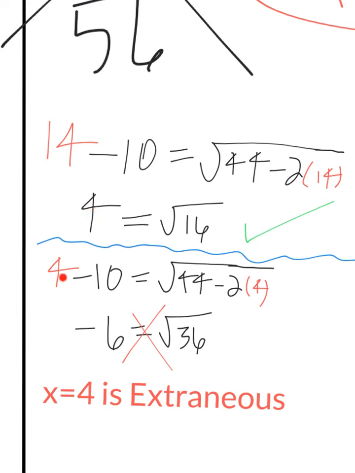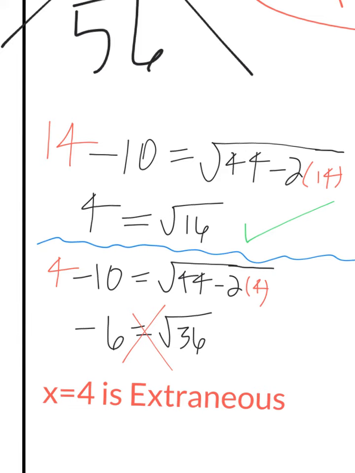Then I plugged in 4. 4 minus 10 is negative 6. Then the square root of 44 minus 2 times 4, that's minus 8. 44 minus 8 is 36. The square root of 36 is not negative 6. So x equals 4 is extraneous because the square root of 36 is 6.